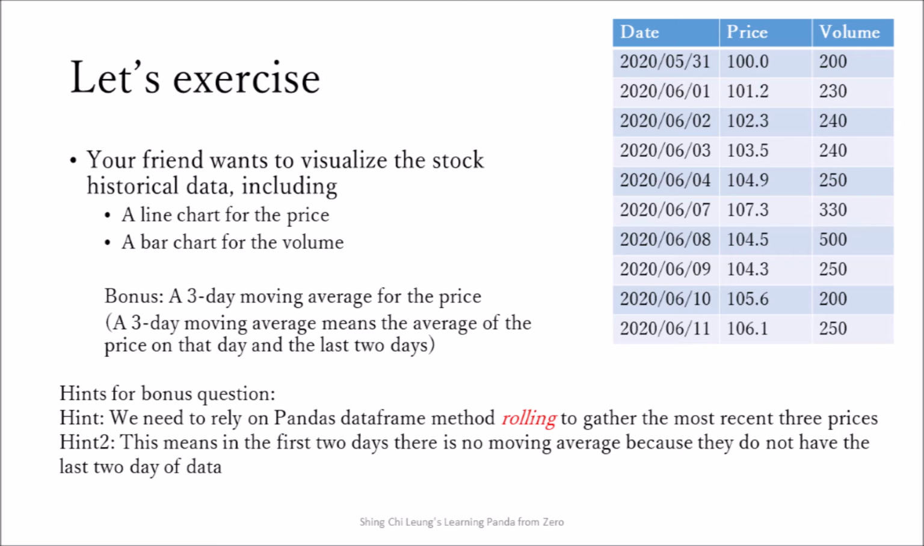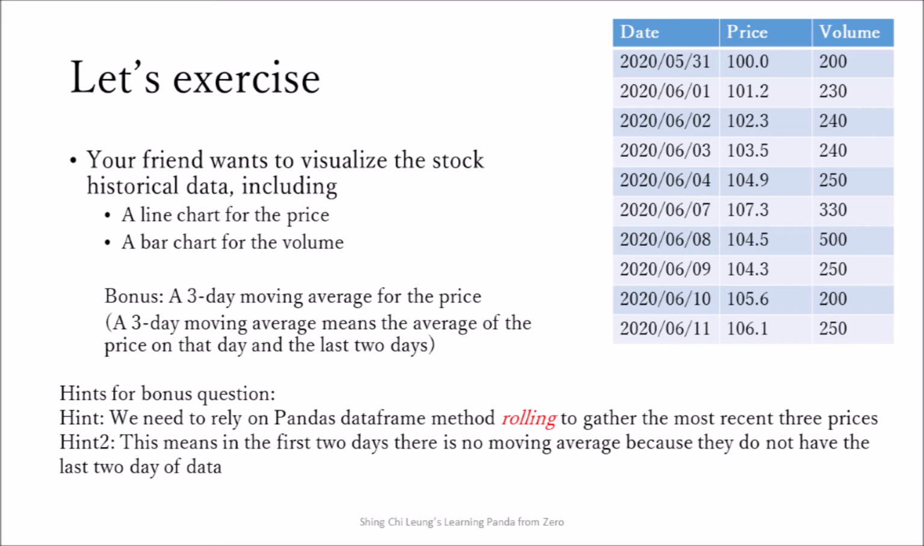There is a bonus question for you to take home and think. If your friend wants to do a 3-day moving average, how will you achieve that? Here I give you 2 hints to motivate the thinking process. You will need the method rolling. This method takes an argument, the window size.